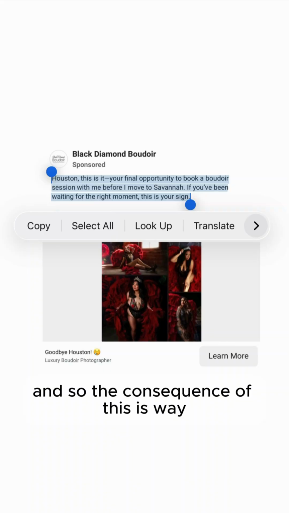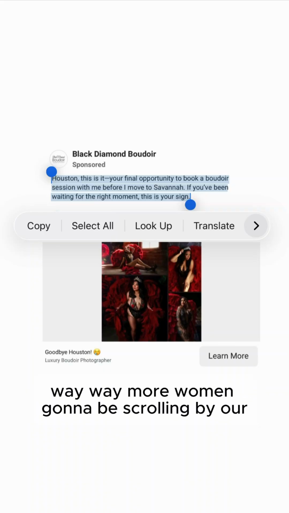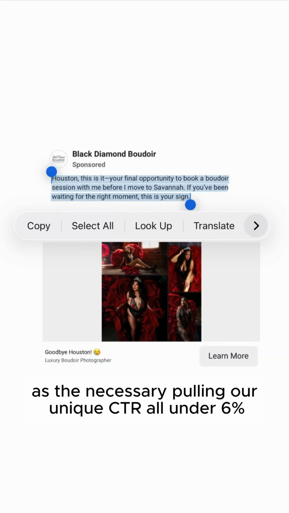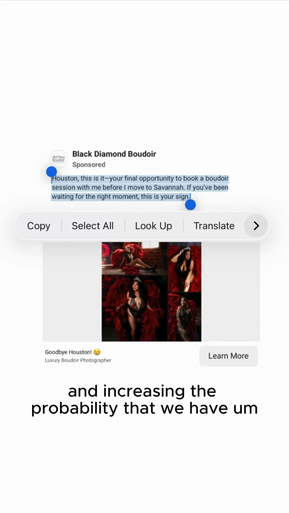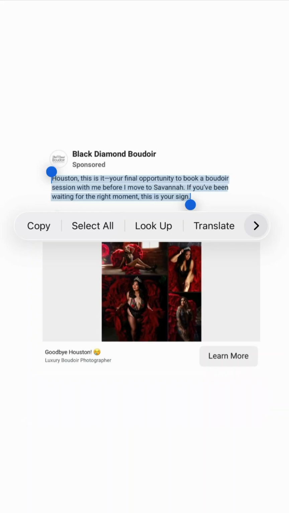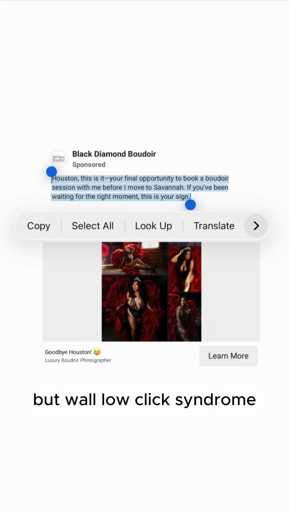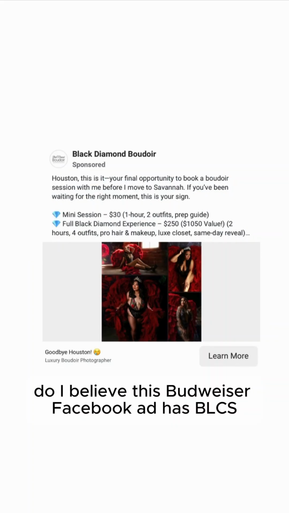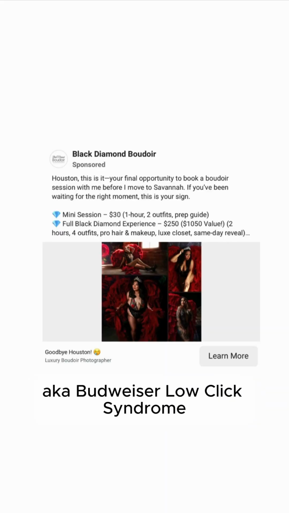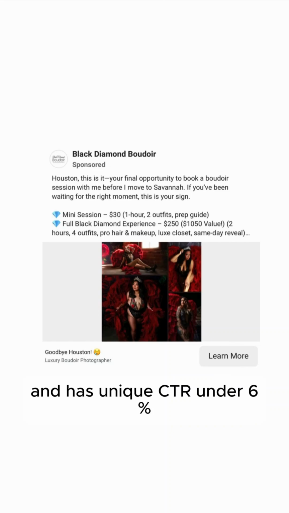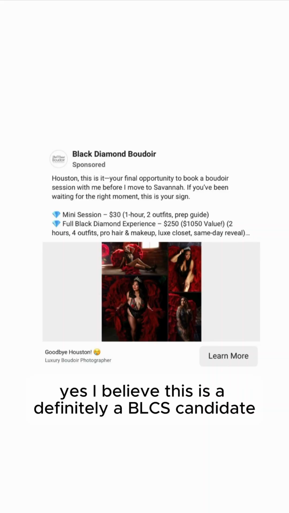And so the consequence of this is way more women going to be scrolling by our ads than necessary, pulling our unique CTRL under 6% and increasing the probability that we have BLCS, Boudoir low click syndrome. All right, so overall, do I believe this Boudoir Facebook ad has BLCS, aka Boudoir low click syndrome, and has unique CTRL under 6%? Yes, I believe this is definitely a BLCS candidate.